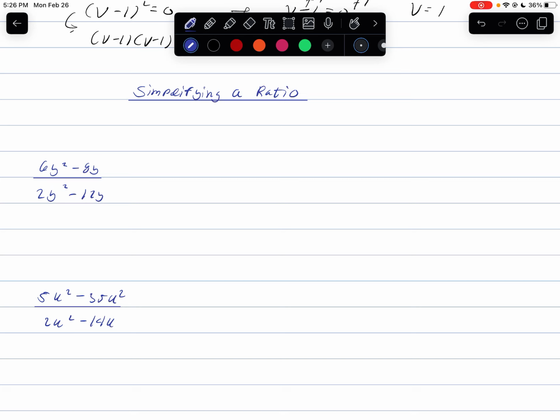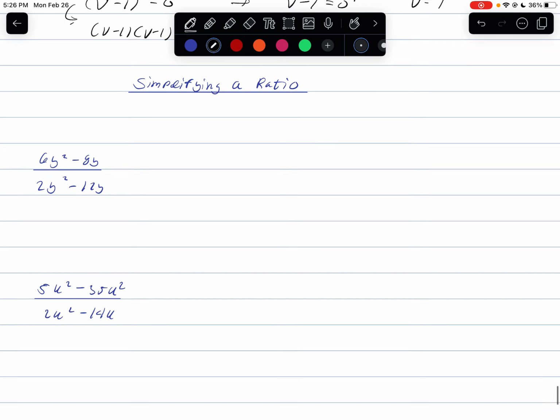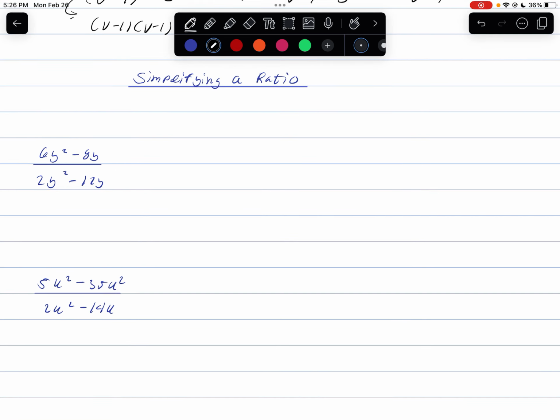In this video, we now should have everything we need to work on simplifying a ratio. So we're going to talk about that here. Okay, so let's say we have this example here, 6y squared minus 8y over 2y squared minus 12y. We want to see if we can simplify this as much as possible.